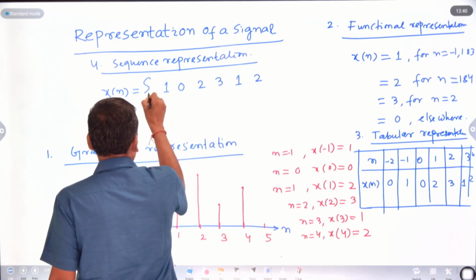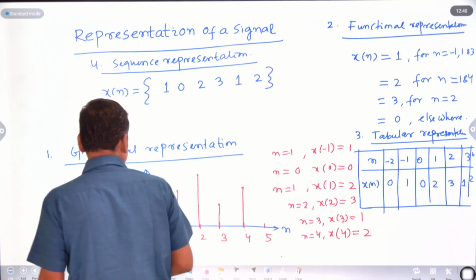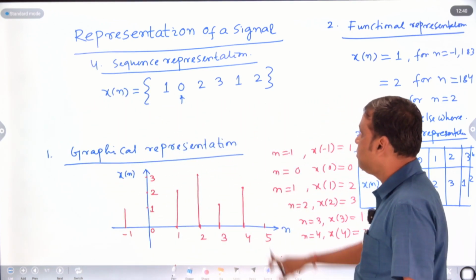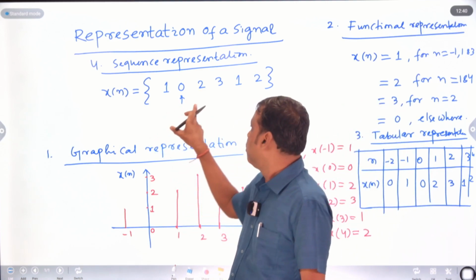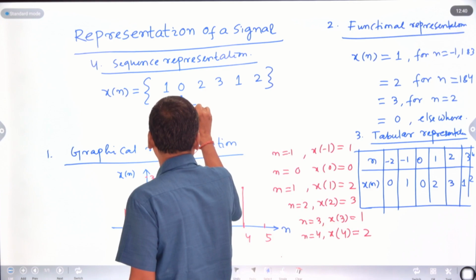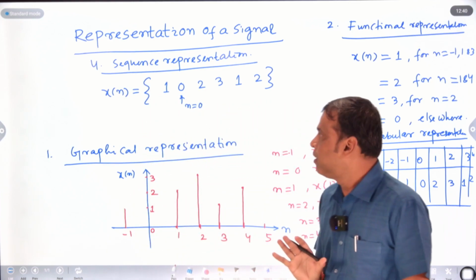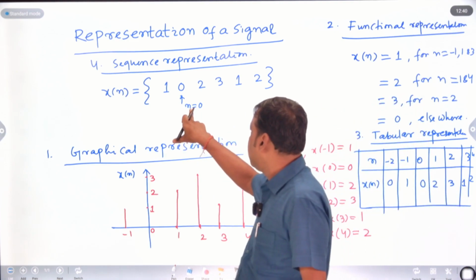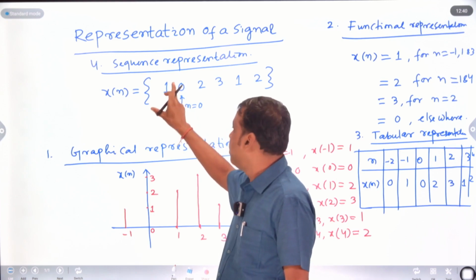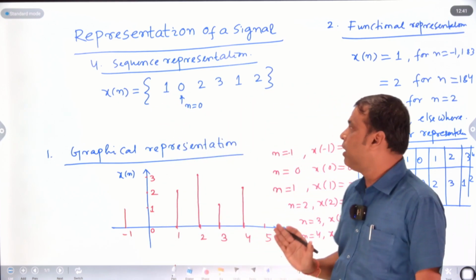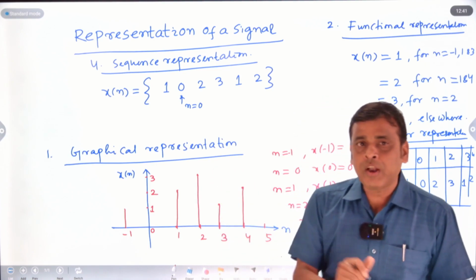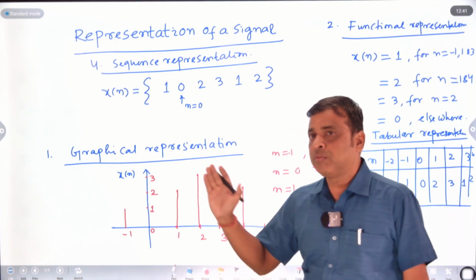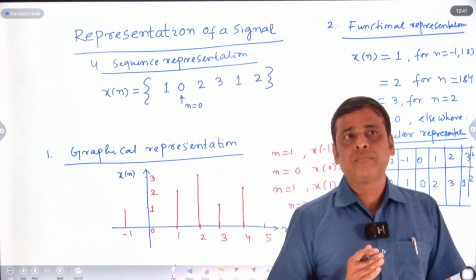For this example also I am writing here, in sequence representation there is an arrow mark. This arrow mark indicates n equal to 0. So if an arrow mark is given, you will understand that for n equal to 0, x of 0 is 0. The right side of this arrow mark is for n equal to 1, 2, 3, etc., and the left side of the arrow mark is for n equal to -1, -2, -3, just like your number line. In a number line there is 0, 1, 2, 3, and at the left side of 0 there is -1, -2, -3.